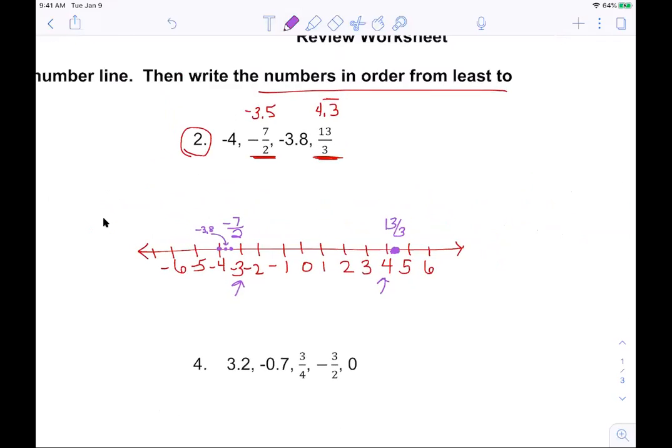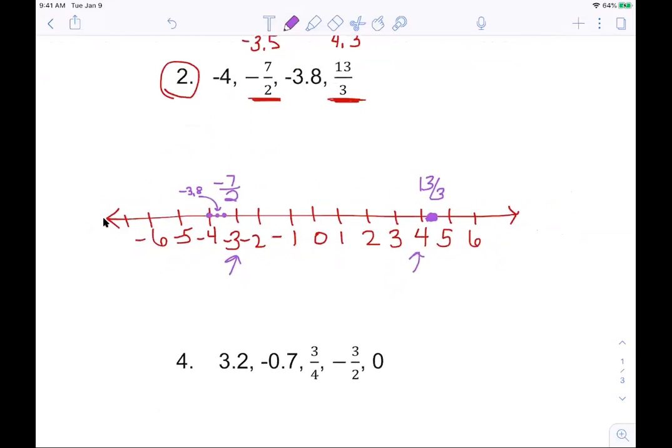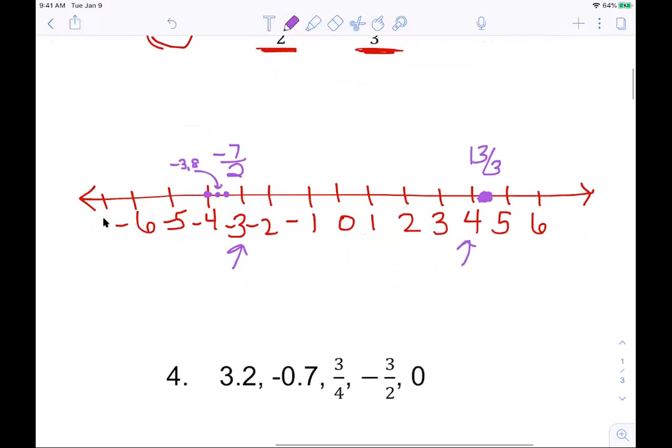The last part of this question wants us to order the numbers from least to greatest. That's why we graph on a number line. So my first point is right here, -4. So I'm going to write -4. My second point is -3.8. Again, I have them labeled here on the number line, so I just need to rewrite this. And then I have -7 divided by 2. And finally, the last number is 13/3.